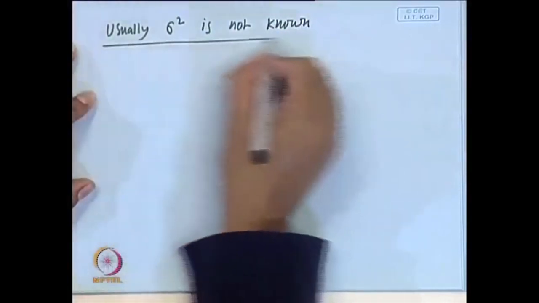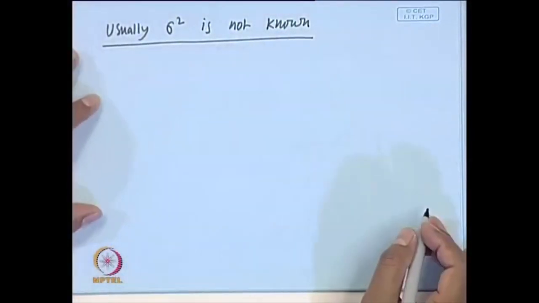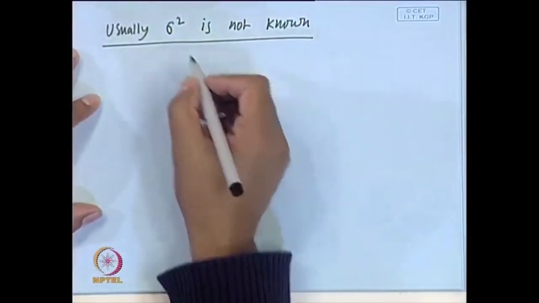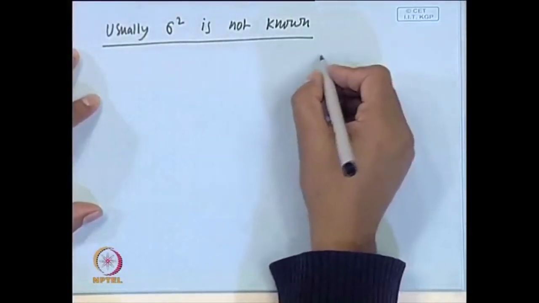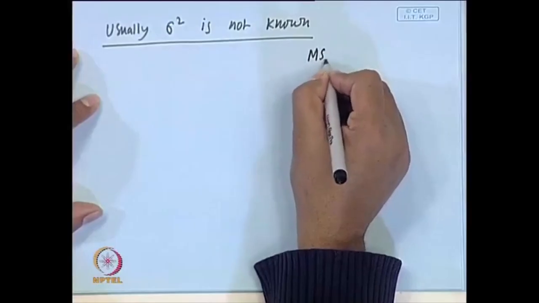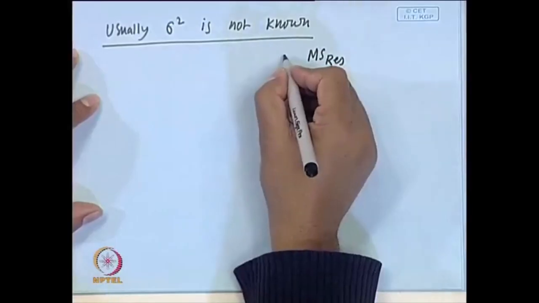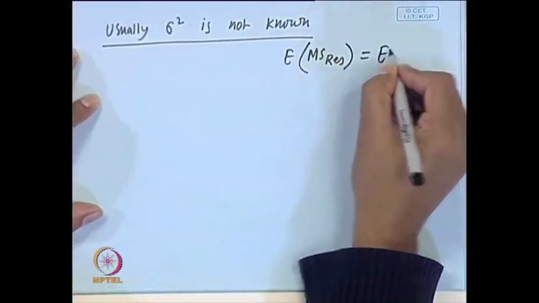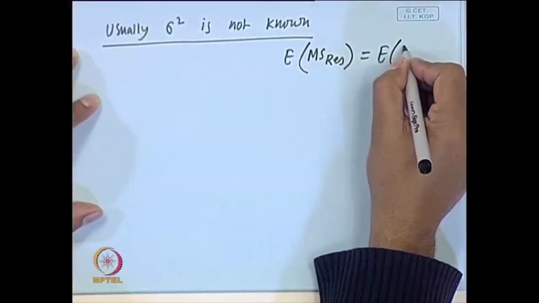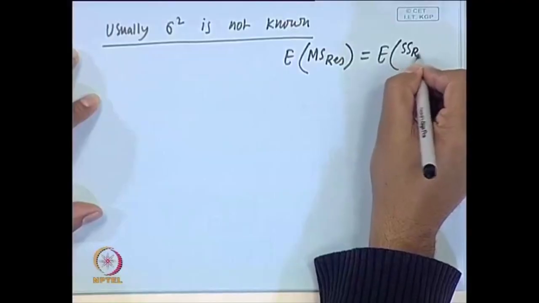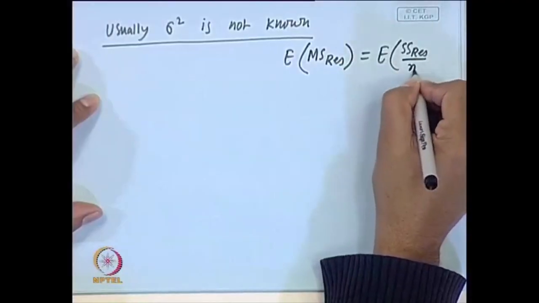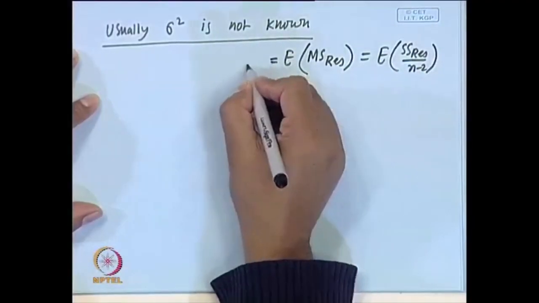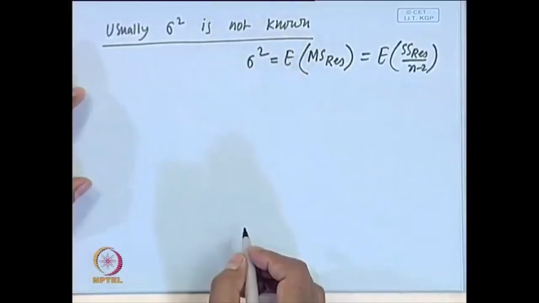This is the practical case. We cannot assume that sigma square is known, and we know that the unbiased estimator of sigma square is MS residual, because we proved that the expectation of MS residual, which is equal to the expectation of SS residual by n minus 2, is equal to sigma square.